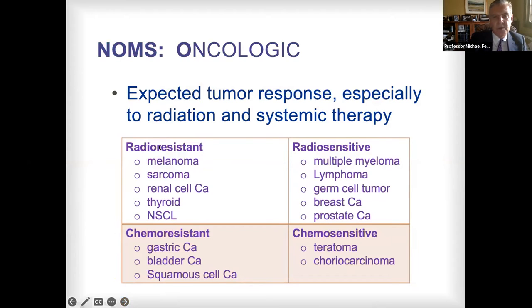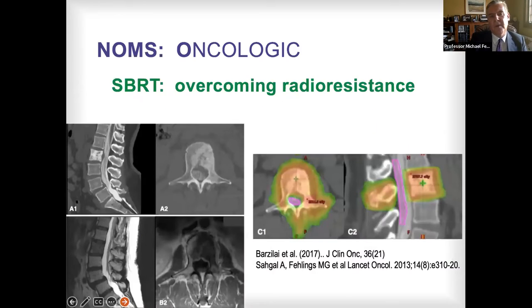So one could look at tumor response, the expected response to radiation, and systemic therapy. But the reality is that this is shifting. And so some tumors, for example, renal cell cancer, that were previously considered to be radio resistant, now are radio sensitive with more advanced radiation algorithms. And similarly, tumors that were previously felt to be resistant to chemotherapy. So for example, non-small cell forms of lung cancer, if there's EGFR receptor positivity, will be responsive to chemotherapeutic algorithms. So SBRT, stereotactic body radiotherapy, has been a positively disruptive technology.